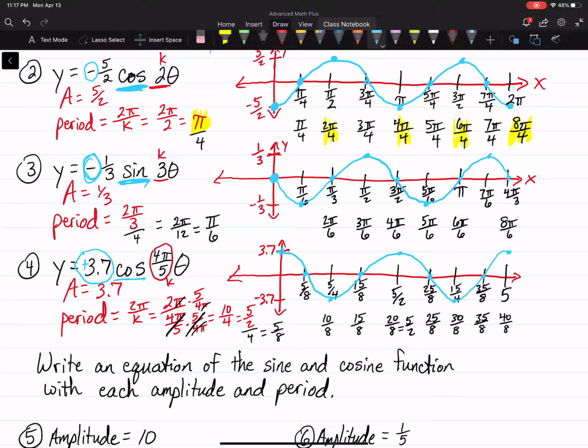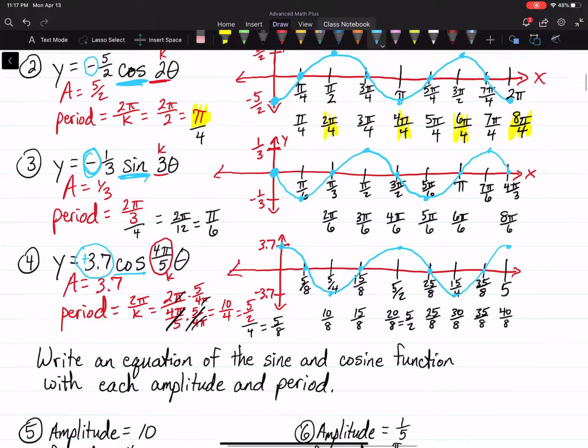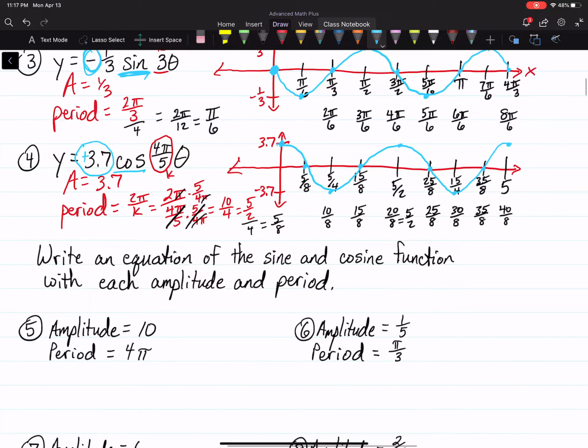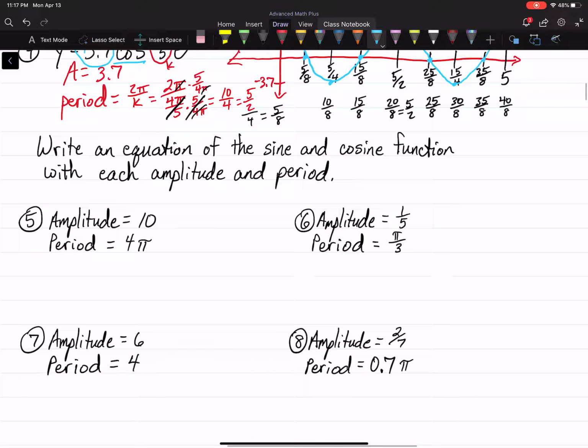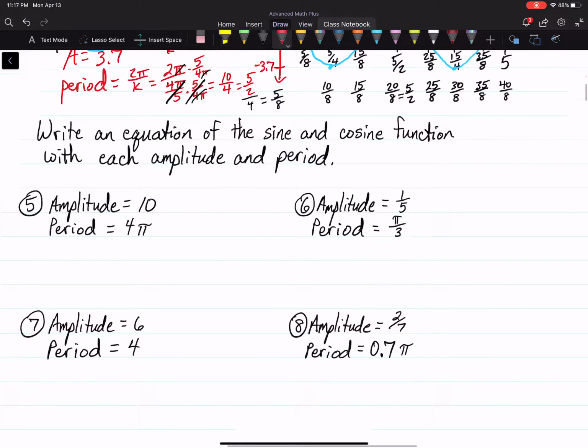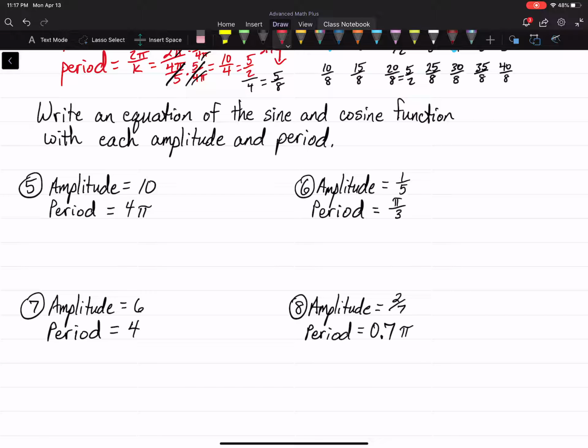Much better. Okay, so there's the graphing part. You may also have problems that look like this. There's 4 more. These are a little quicker because you don't have to graph them. All they're asking you to do basically is to write the equation. So they give you everything you need to write the equation. They give you the amplitude and the period, and you just have to write the equation.